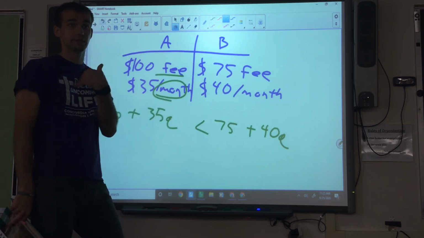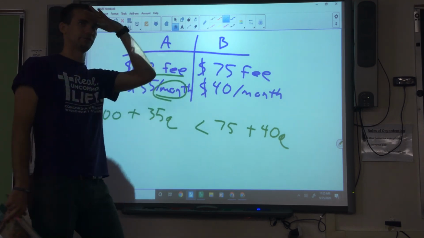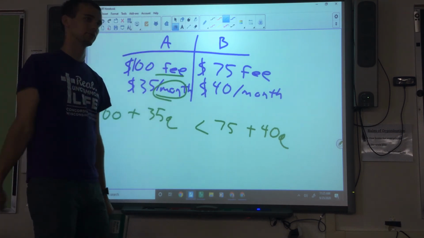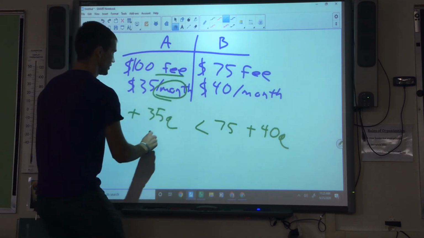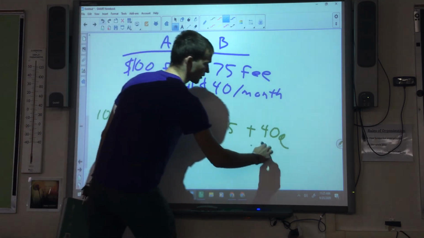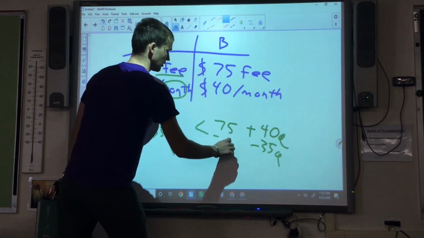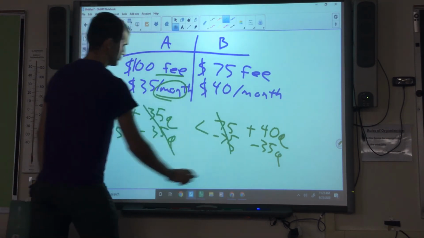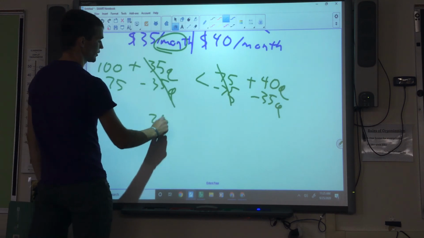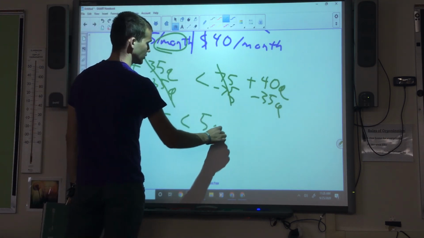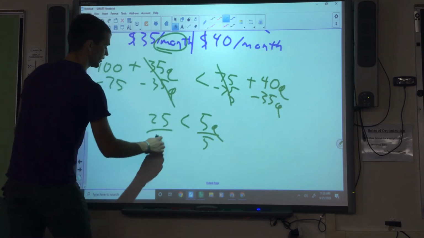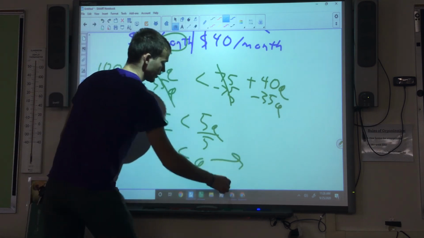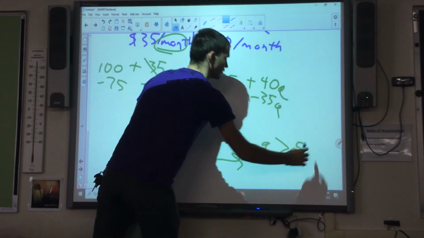That's way easier to me than having to remember, oh, I have a negative variable, do I want to multiply or divide by it? Oh man, am I doing it the right way? So it really doesn't matter which one. I would say, I'm going to subtract 35Q on both sides, and then you're getting 75 off this side. Get rid of those. I have 25 is less than 5Q, divide by 5, divide by 5. 5 is less than Q, or if I switch that around, Q is greater than 5.